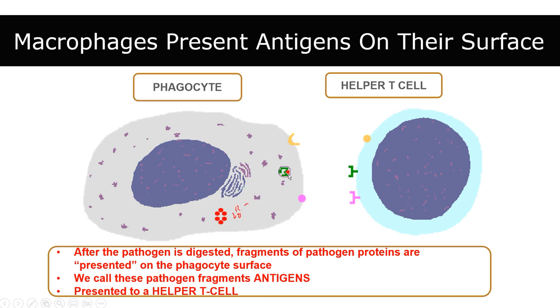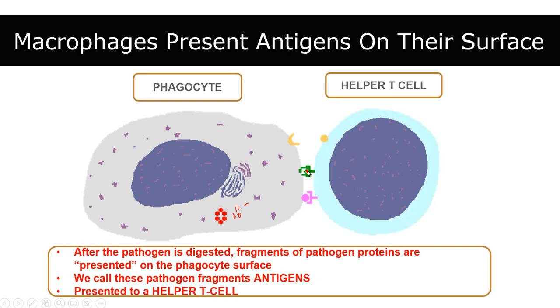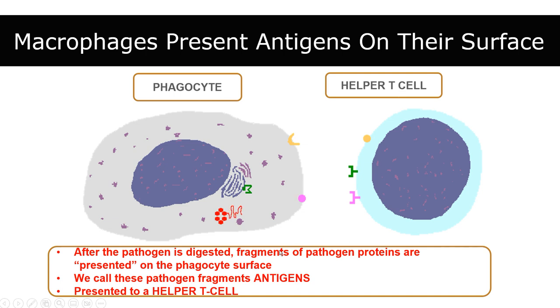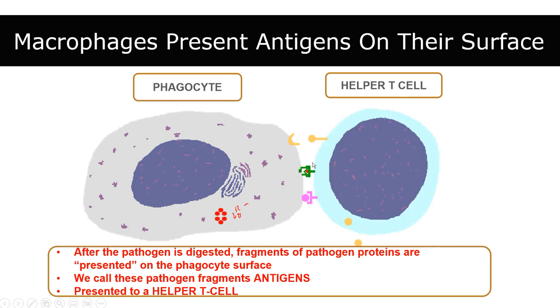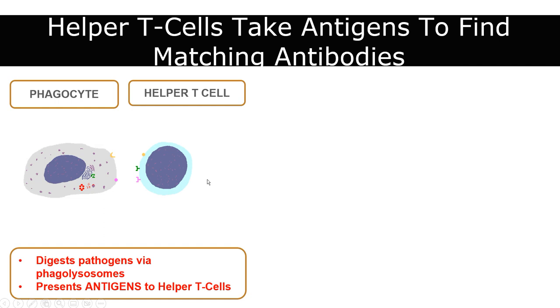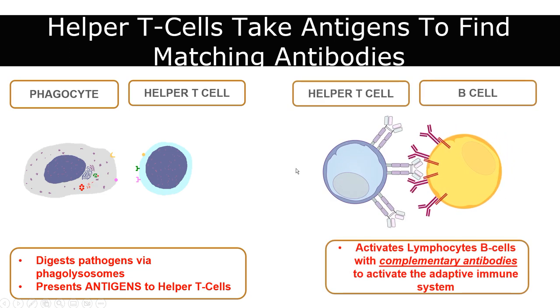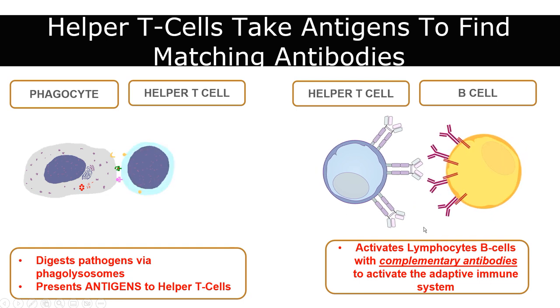When a phagocyte has an antigen to present, the helper T cell comes over and is like, okay, this is your antigen. What I'm going to do is then take your antigen and see, can I find a match for it in our arsenal of our adaptive immune system. So the phagocyte digests our pathogen, creates these antigens, presents that antigen on its surface to a helper T cell. That helper T cell will then go try to play a matching game with B cells.